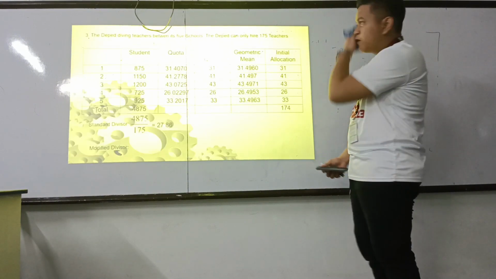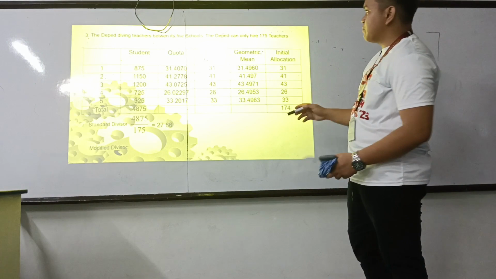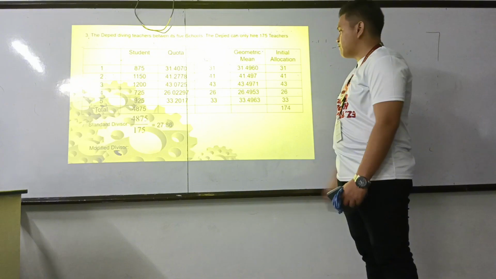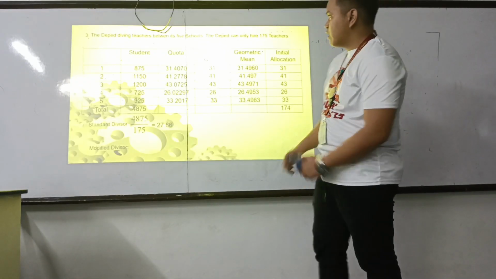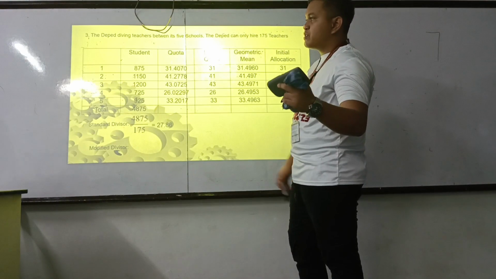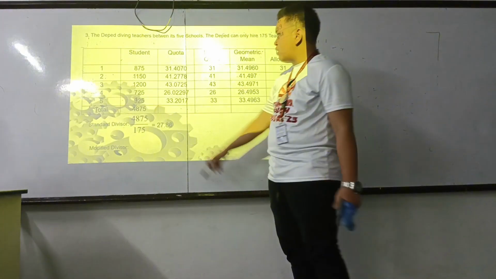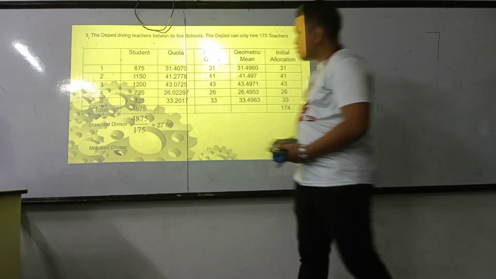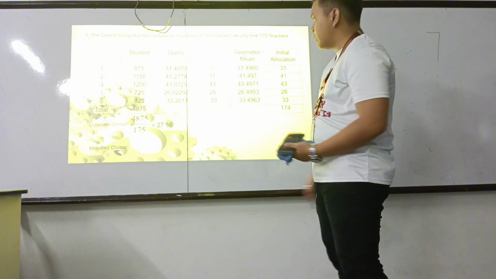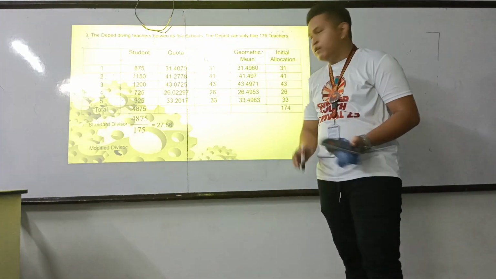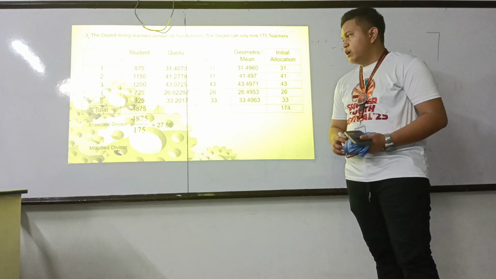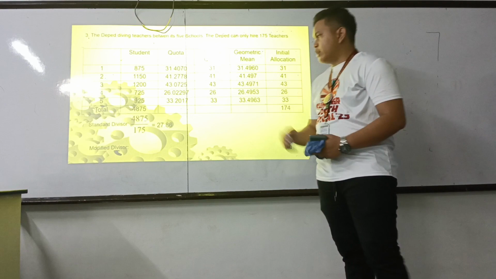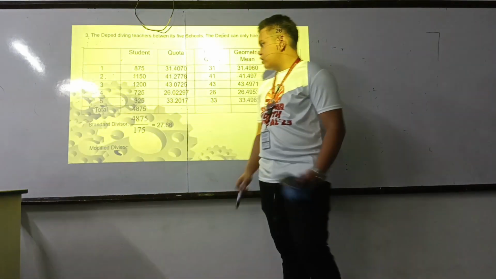This is the third example. The district is dividing the teachers among 5 schools. The district can only have 175 teachers. So let's say in the first school we have 875 teachers, and the second school we have 1,150. The third school we have 1,200, the fourth school we have 725, and the fifth school we have 925.